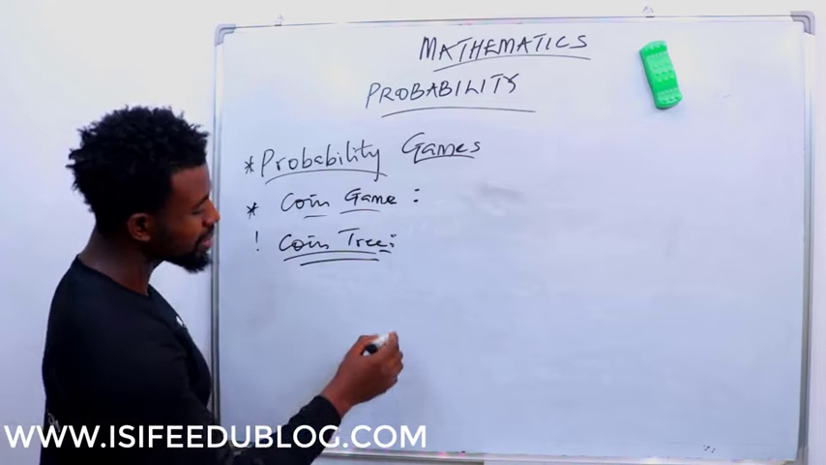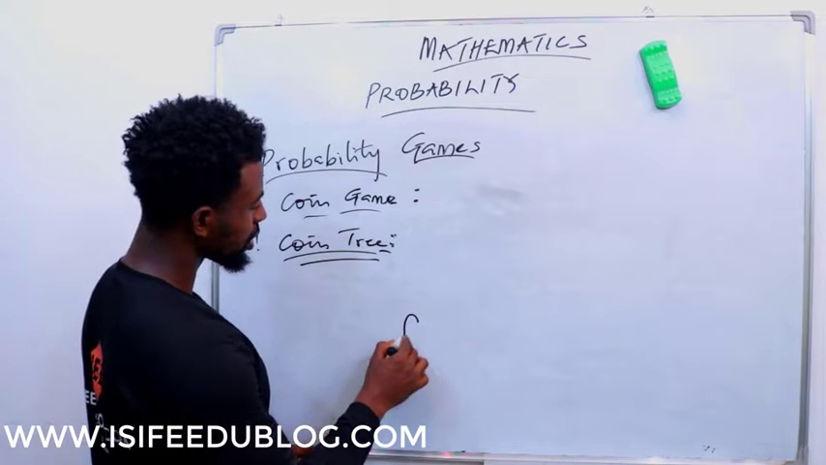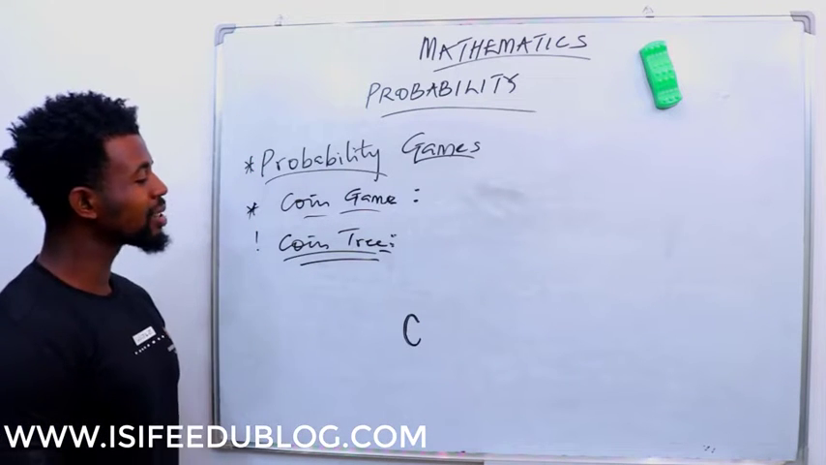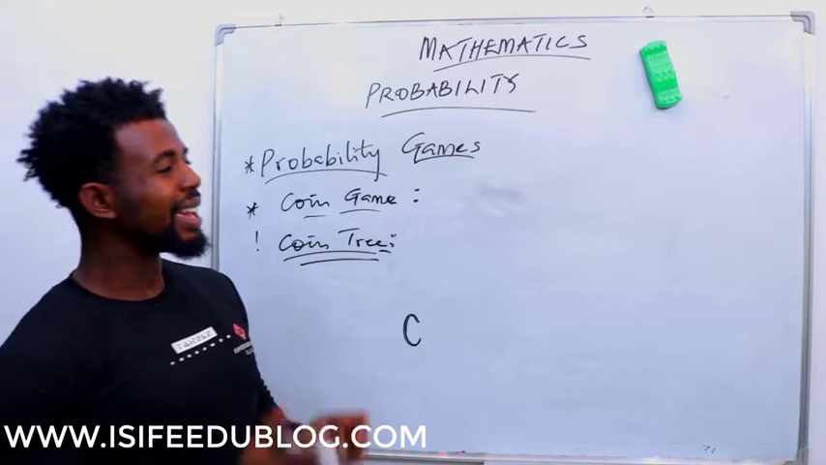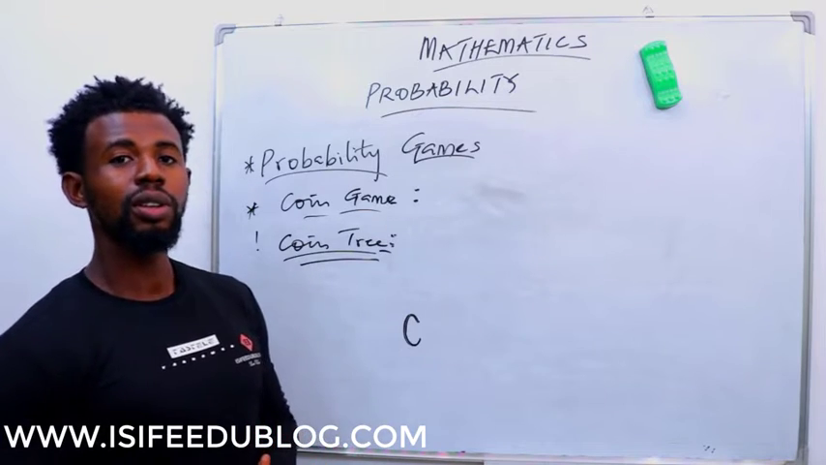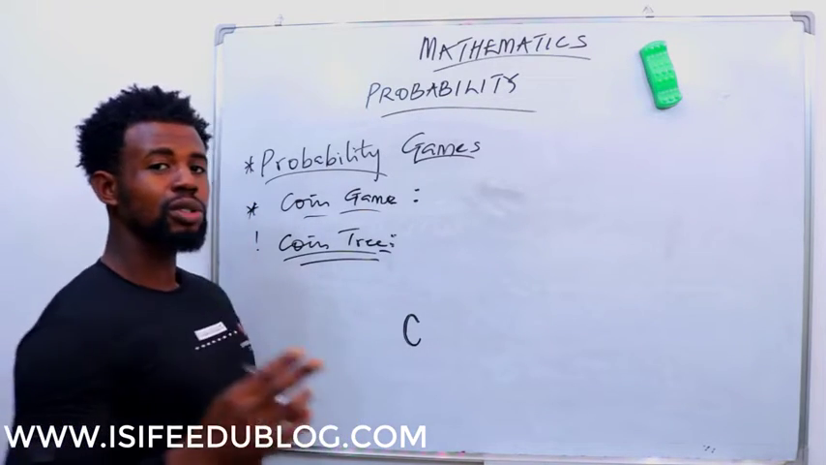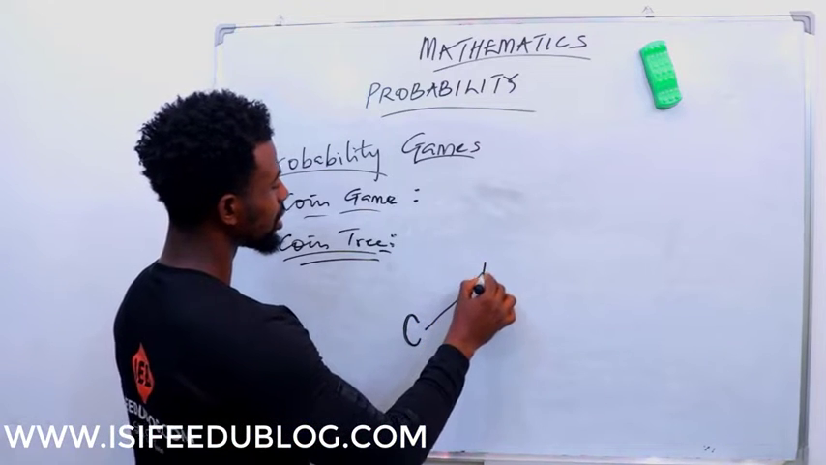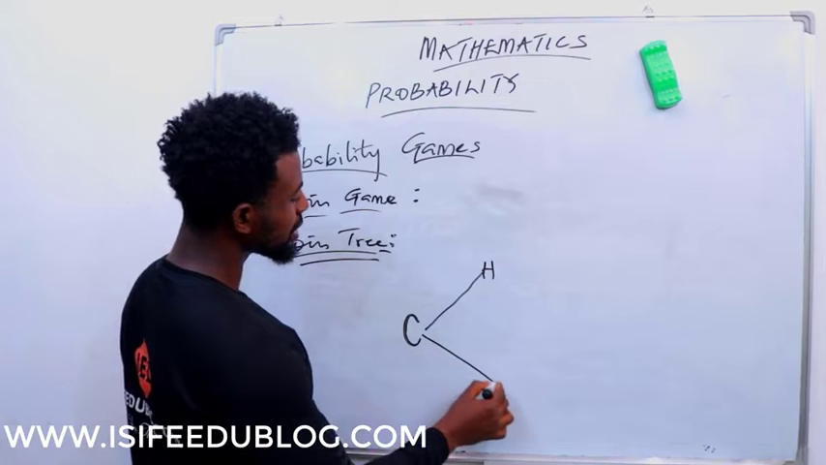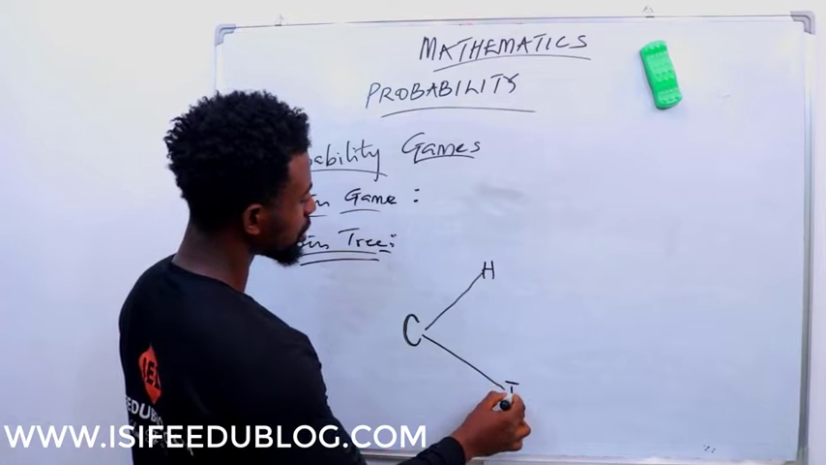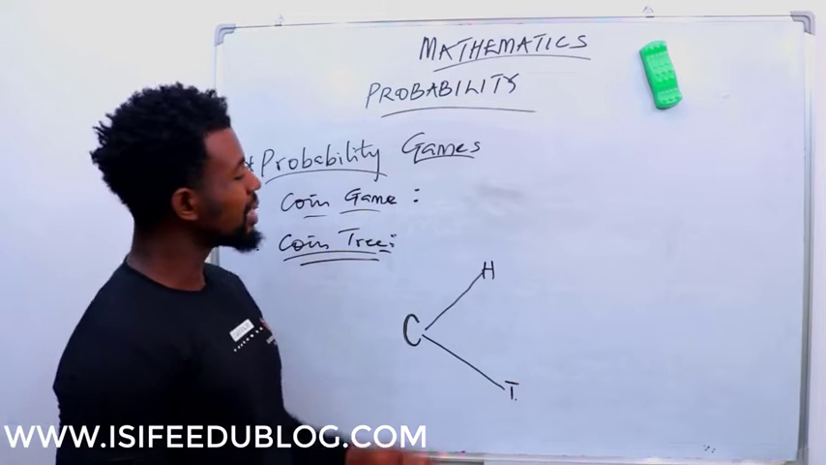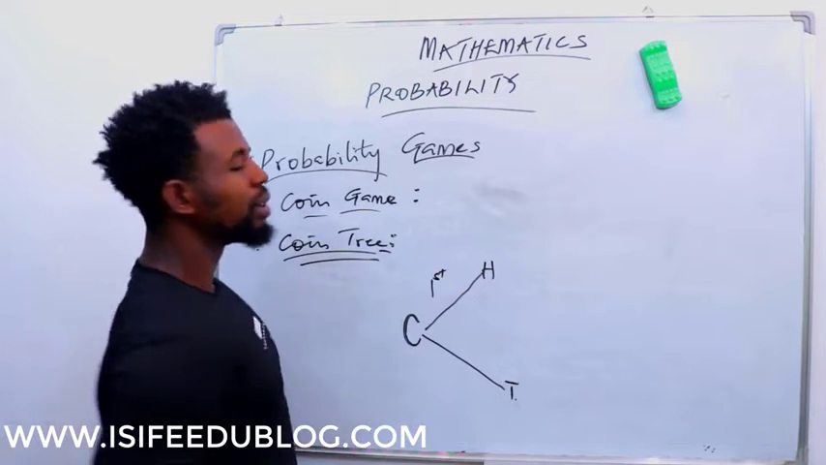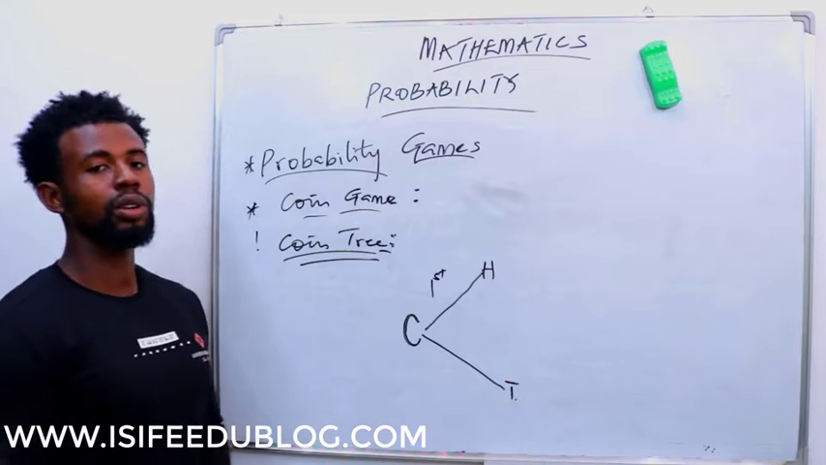Let's assume that this is our coin. Just like we said earlier, if a coin is tossed once, you have just 2 possible things that can happen. It's either you get a head or you get a tail. So this is for the first toss, or for a single toss of a coin.